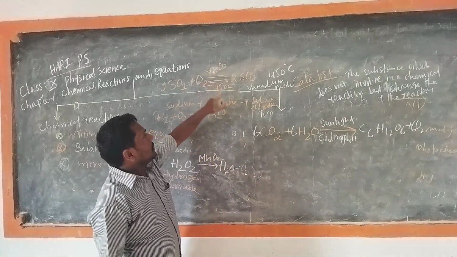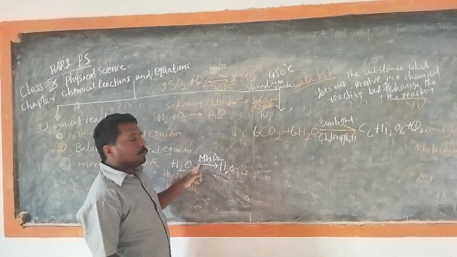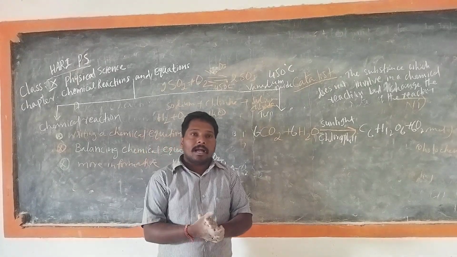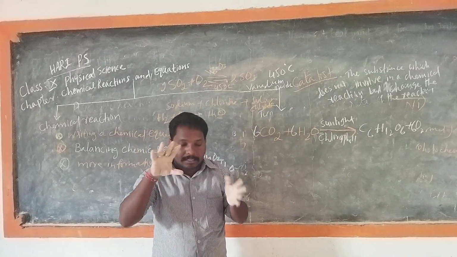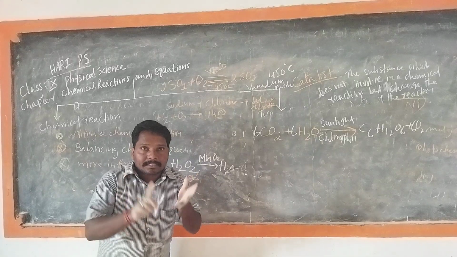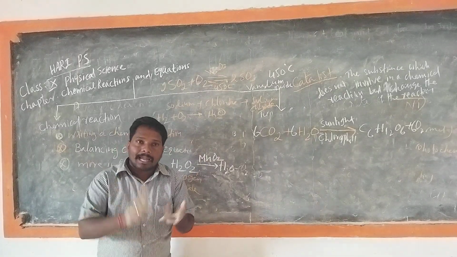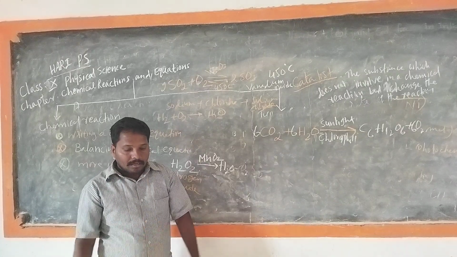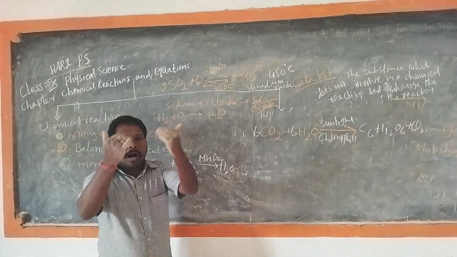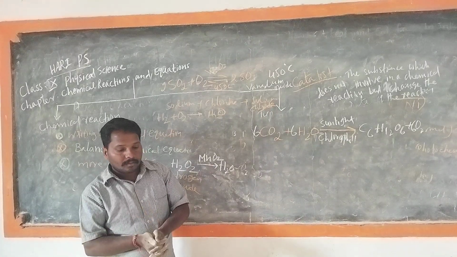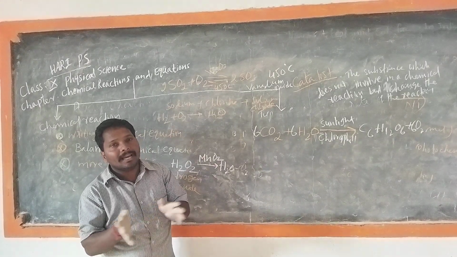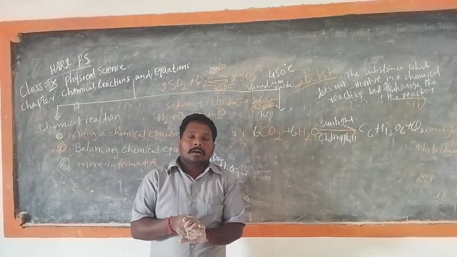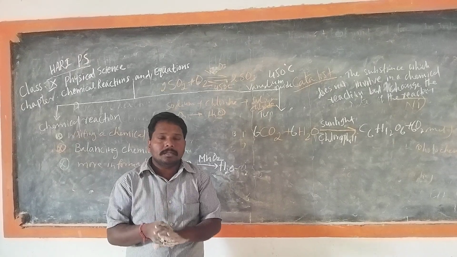Here, vanadium oxide and temperature are particular conditions. MnO2 is a catalyst, which is also a particular condition. So if any chemical reaction takes place under certain conditions, such as temperature, pressure, catalyst, or the presence of any other substance, it should be indicated above or below the arrow in the equation. So this is about chemical reactions and equations.